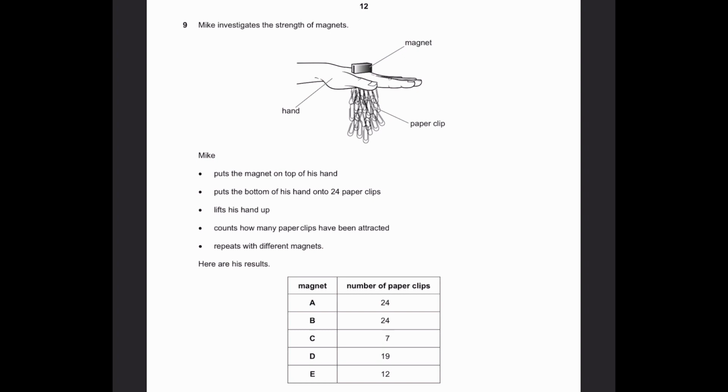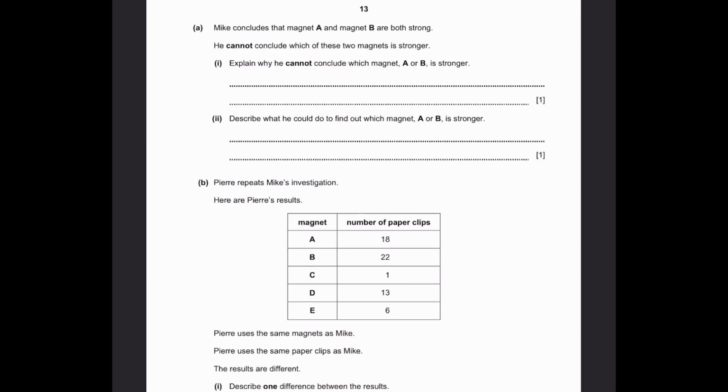Question 9. Mike investigates the strength of magnets. So he has a magnet and he's having his hand, and he sees how many paper clips are attracted. Mike puts the magnet on top of his hand, puts the bottom of his hand onto 24 paper clips, lifts his hand up, and counts how many paper clips have been attracted. And he repeats it with different magnets. Here are the results. Magnets A and B both attracted 24 paper clips, magnet C attracted 7 paper clips, D attracted 19, and E attracted 12.